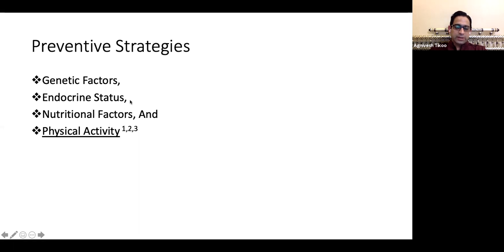Endocrine status should be corrected, if the patient has thyroid or other problems, so that the bone density is not affected. Nutritional factors and all should be corrected. There are customary traditions, and people who are fasting and who are purely vegetarians are more prone to develop osteoporosis as compared to other ones. And physical activity has to be weight bearing activity. It should be something like walking, like jogging, or good aerobic exercises.